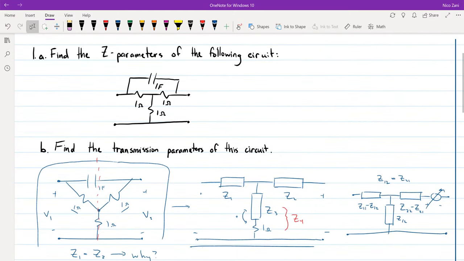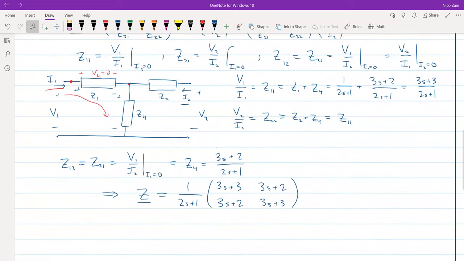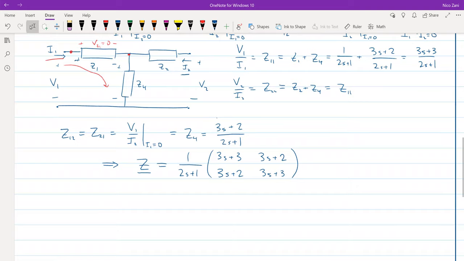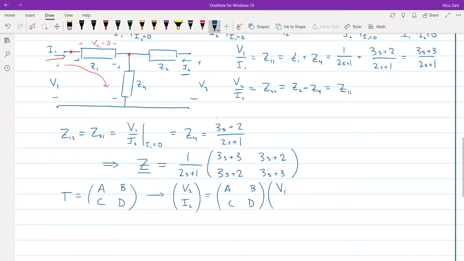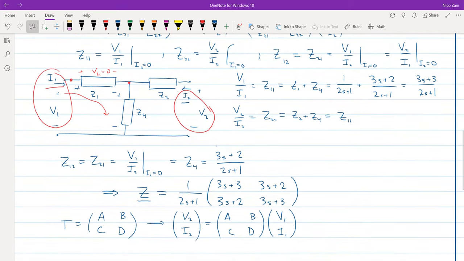So the next part of this question is to find now the transmission parameters of this circuit. There are a couple ways that we can do this. We can either start back from the beginning and look at what the transmission parameters are in terms of the following. We know that our transmission matrix is equal to some A, B, C, D. And we know that this implies that our output voltage and current, V2, I2, is equal to our A, B, C, D matrix multiplied by V1, I1, right? It's essentially the matrix that converts V1 and I1 into V2 and I2. And that is the point of the transmission matrix.